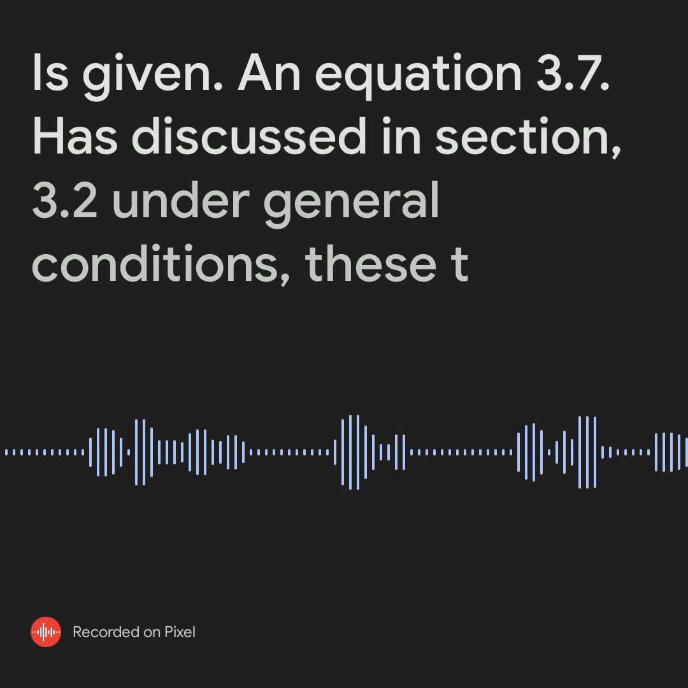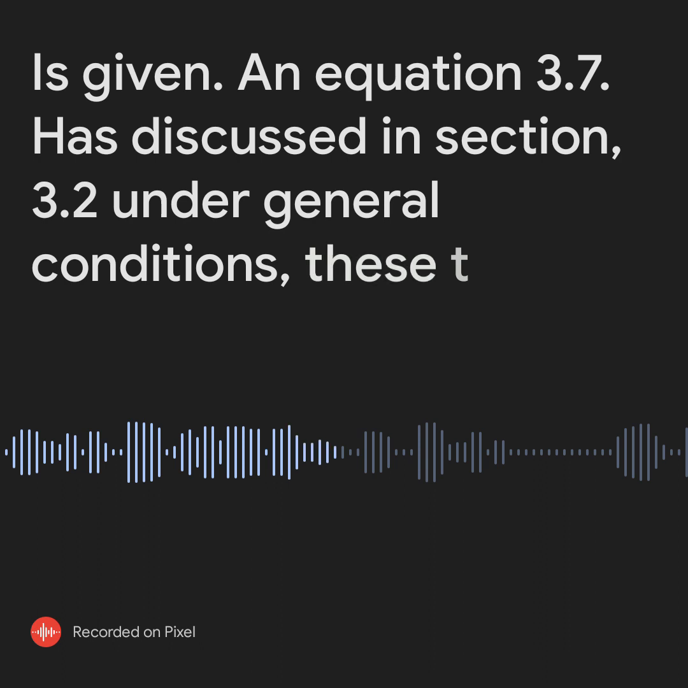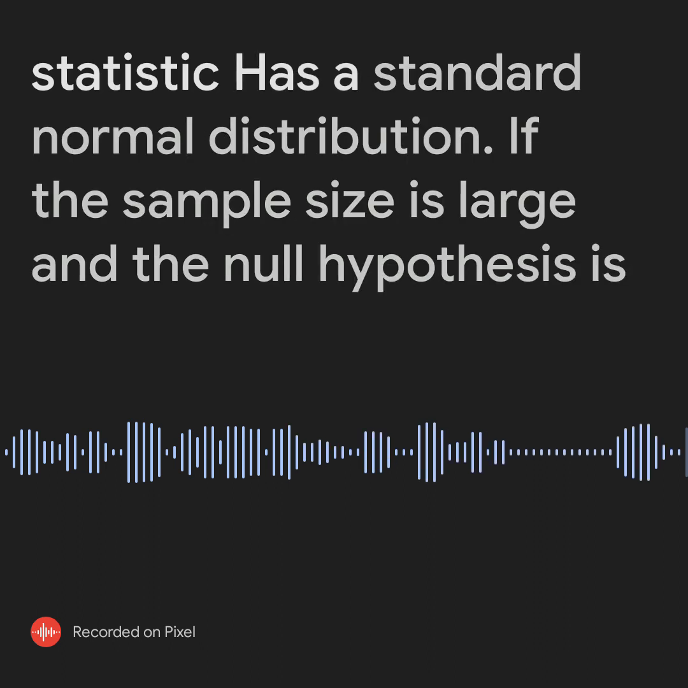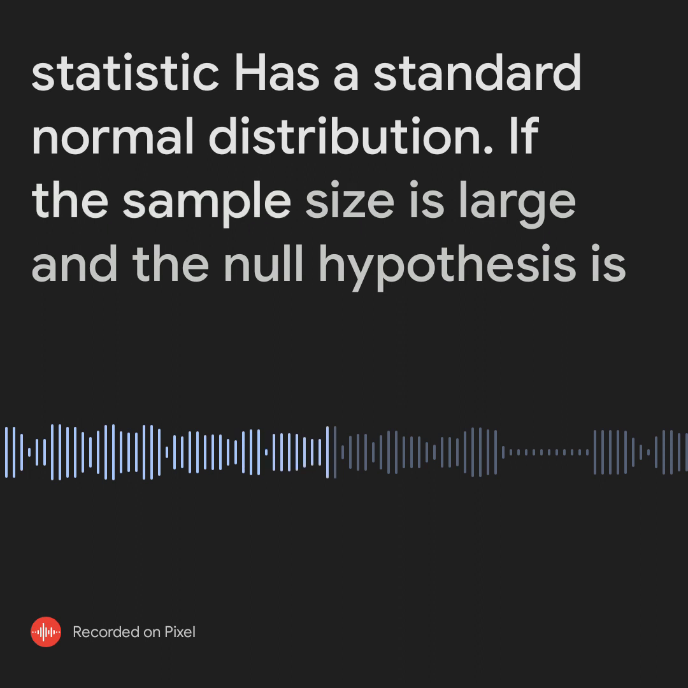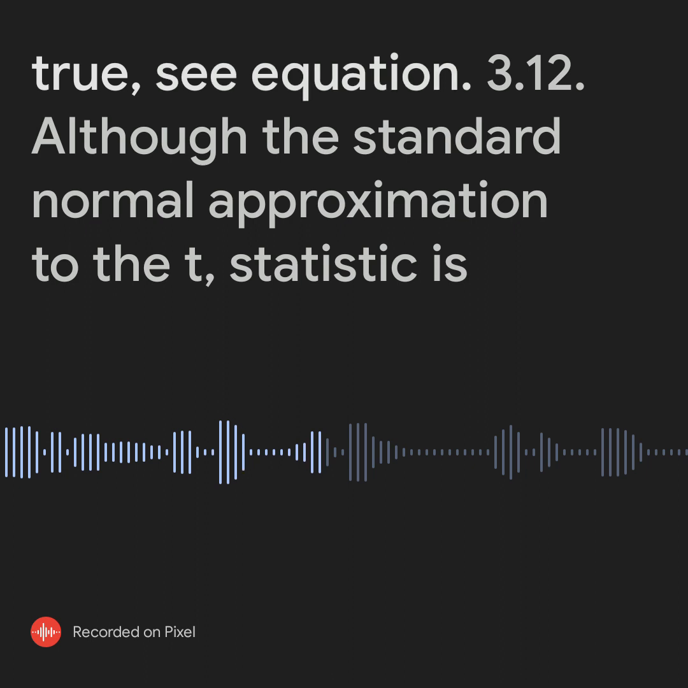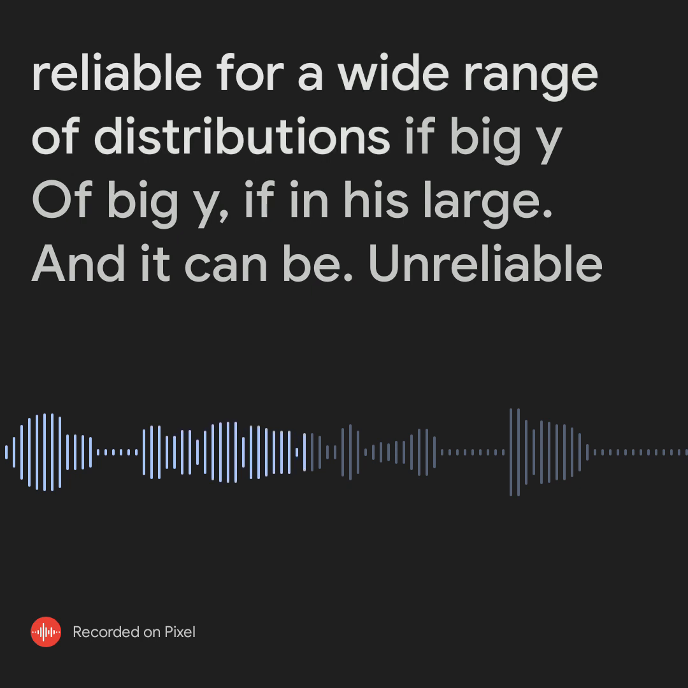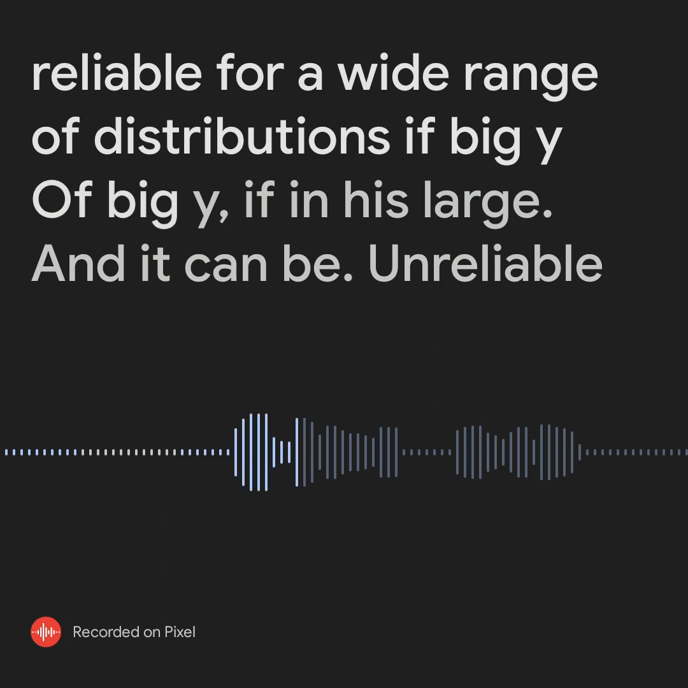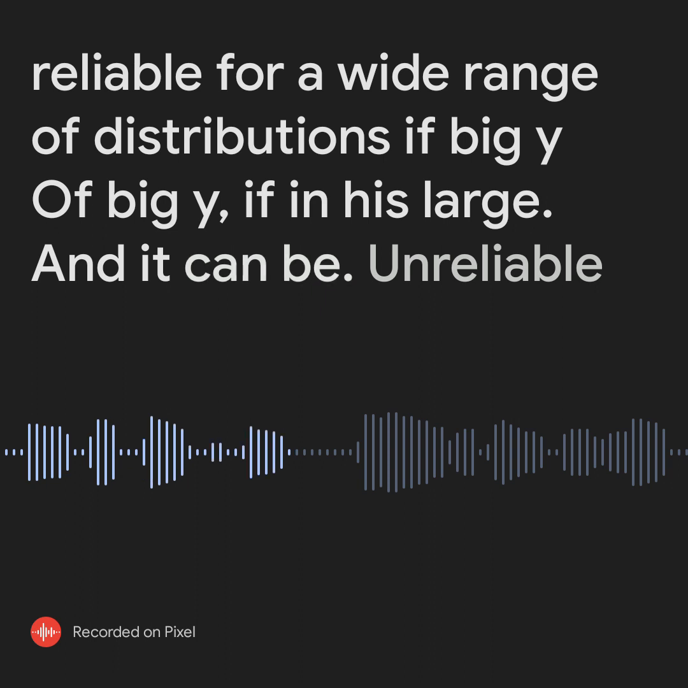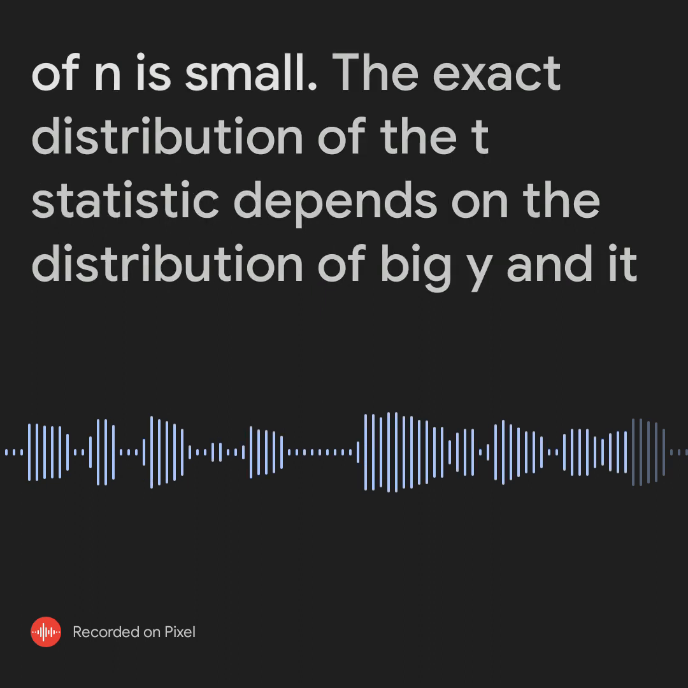As discussed in section 3.2, under general conditions, the t-statistic has a standard normal distribution if the sample size is large and the null hypothesis is true. See equation 3.12. Although the standard normal approximation to the t-statistic is reliable for a wide range of distributions of big Y if n is large, it can be unreliable if n is small.